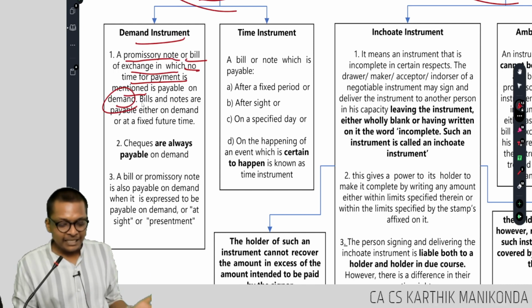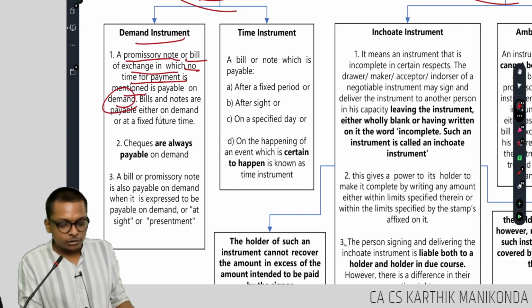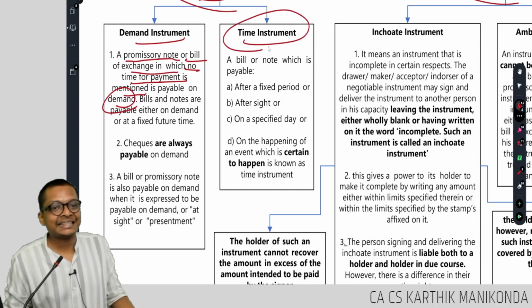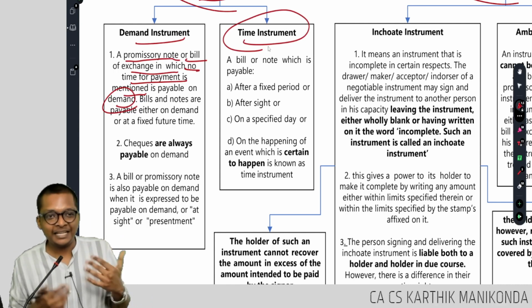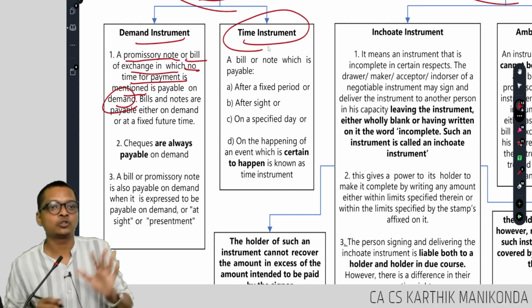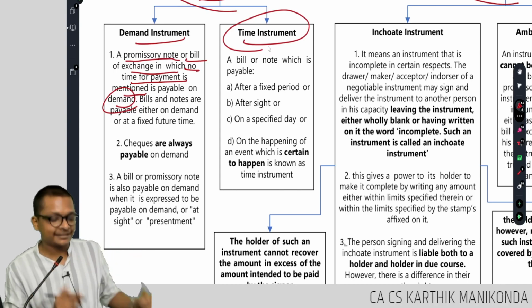So, if time is given, then it's called a time instrument. Are you following, guys? "Sir, if time is given, it's a time instrument, sir. If time is not given, sir, it's a blank demand instrument." That's it. But I have to write an exam.